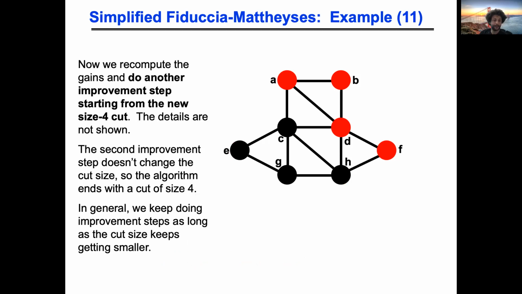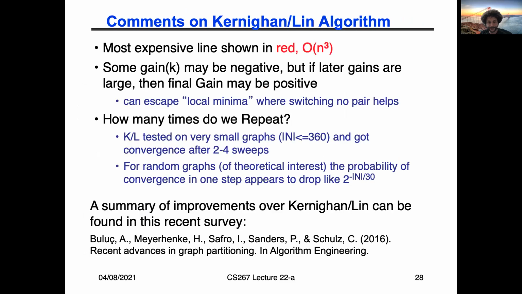Now we're going to do another improvement step starting from this new size 4 cut. Of course, first we're going to recompute all the gains. We're not going to show the execution again here, but we can actually get a different execution because we recomputed all the gains. And it's quite possible that we're going to get some gains, but if we don't, then the algorithm finishes. If in that iteration there is no better partition, then the algorithm is done. So that's essentially all there is.